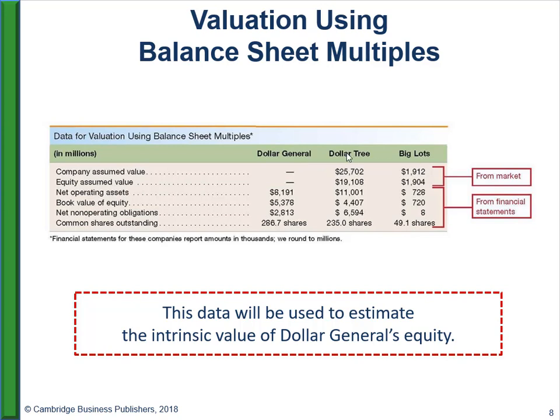Dollar General and Dollar Tree are probably much more comparable than Big Lots, as a larger discount retailer. So we have to be aware that these aren't perfect comparables. Nevertheless, they're going to serve as good examples for multiple-based models to learn from.